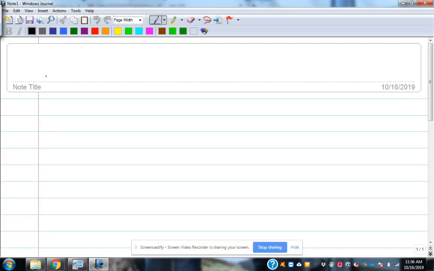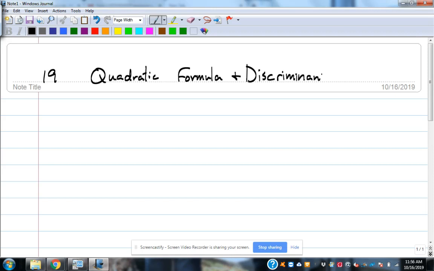Going to be talking about the quadratic formula and the discriminant. Again, something that you should have covered in Algebra 1, depending on what time of year it was and when you got to this, how much experience you'll have with this.